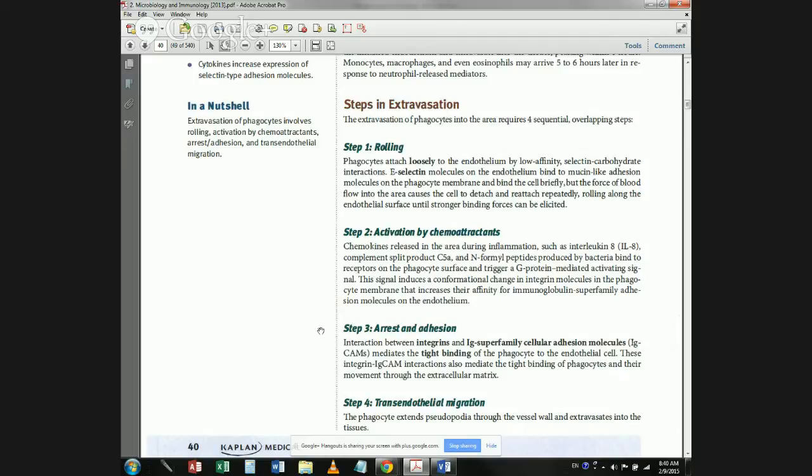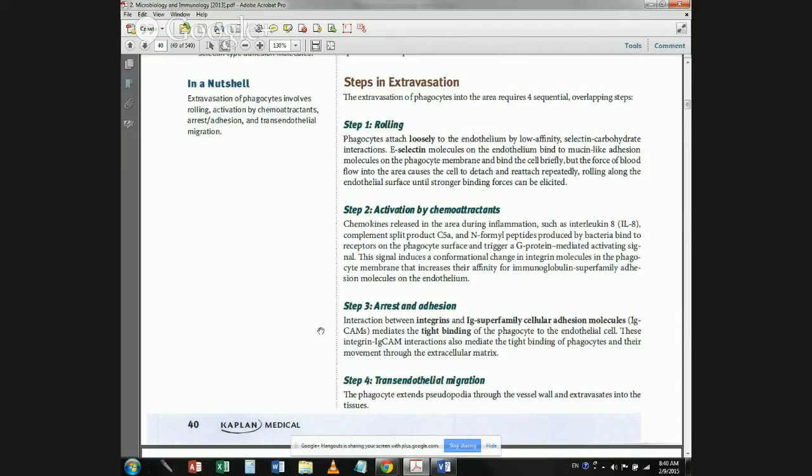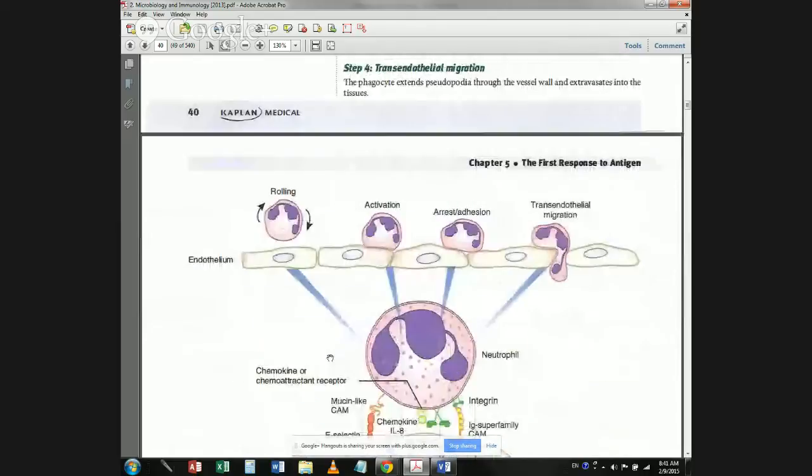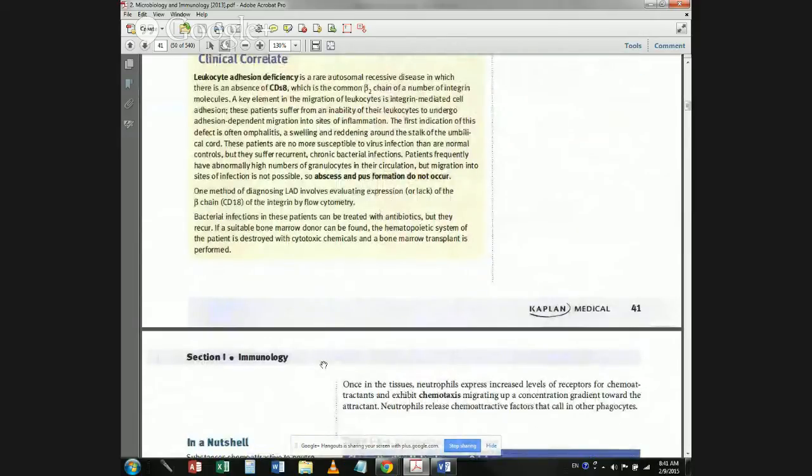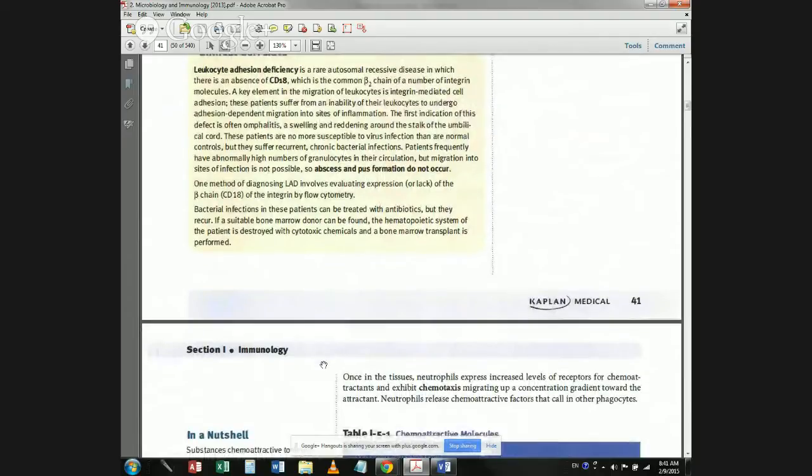Okay, so step 4, transendothelial migration. So now the phagocyte extends pseudopodia through the vessel wall and extravasates into the tissues. So now that it's anchored, it can do that. Okay, here we have another picture. I think once in the tissues, neutrophils express increased levels of receptors for chemoattractants and exhibit chemotaxis, migrating up a concentration gradient toward the attractant. Neutrophils release chemoattractive factors that call in other phagocytes.